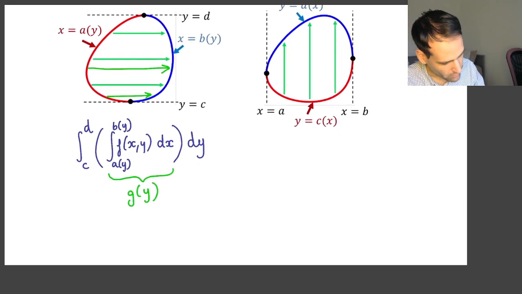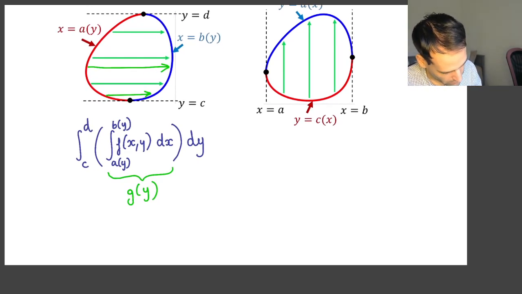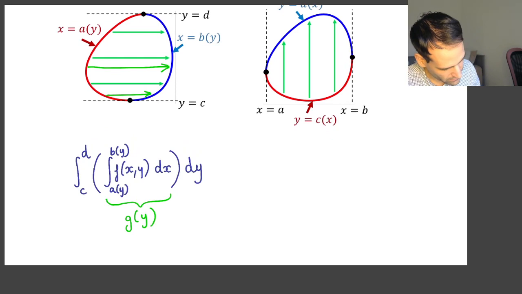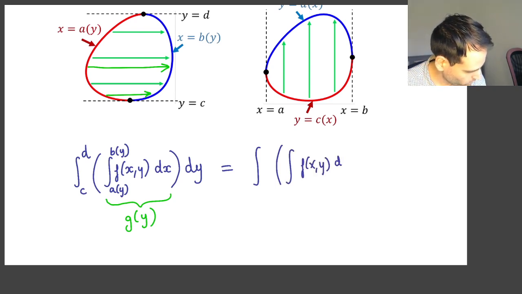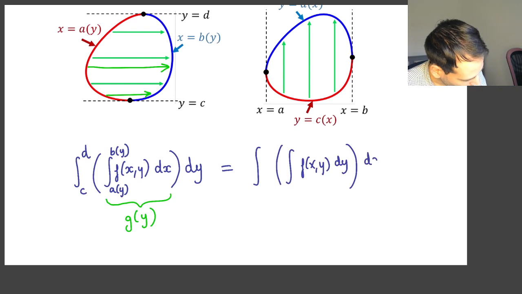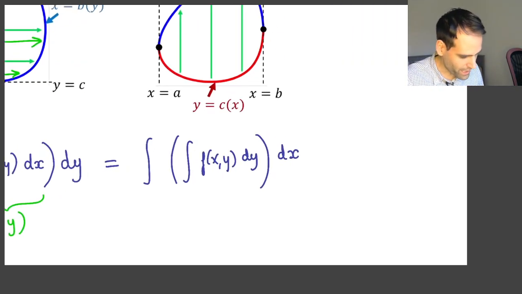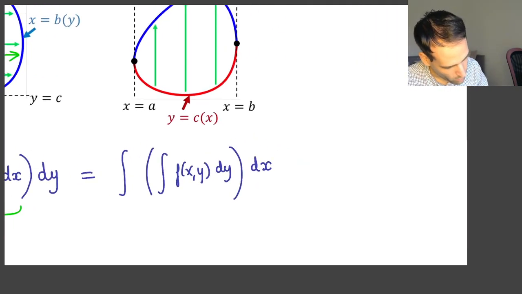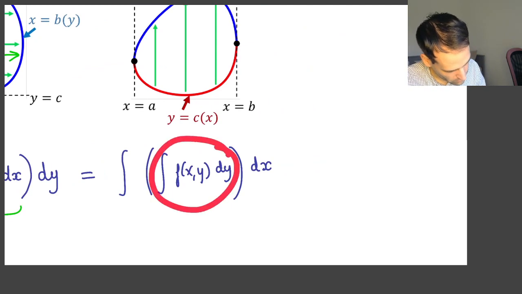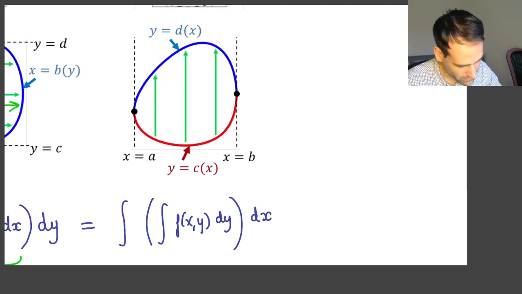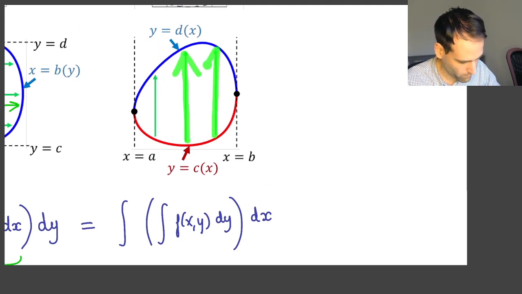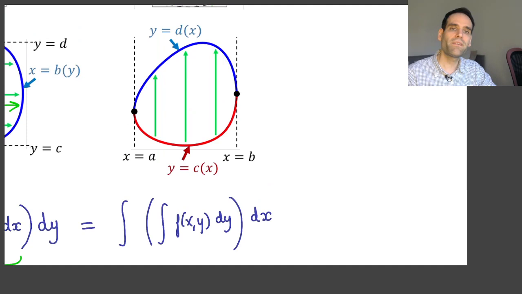Alternatively, we can do it the other way around. And the other way around means that we first integrate along y, and the result will be the same, right? So we first integrate along y, and then we integrate along x. So now this time, what are the limits along y? So we need to write down these limits of the inner integral. So the inner integral represents these arrows. So what are the limits of these arrows?